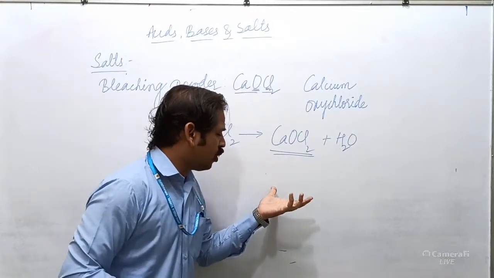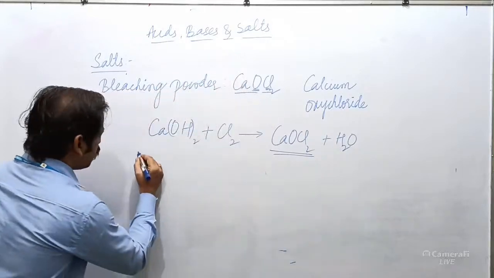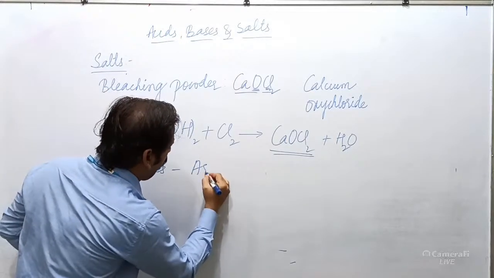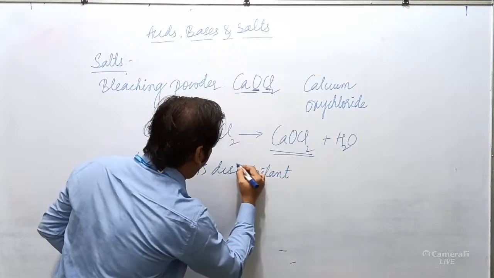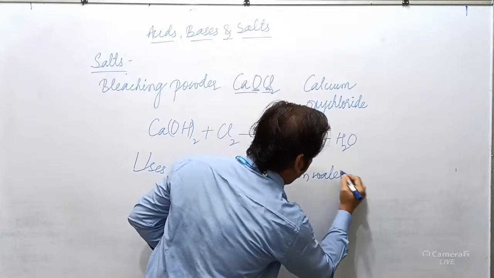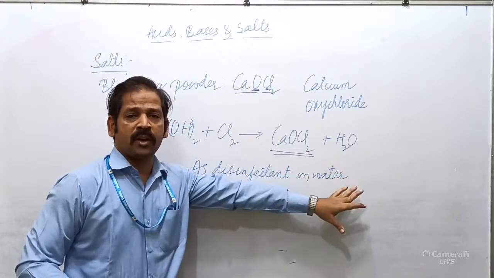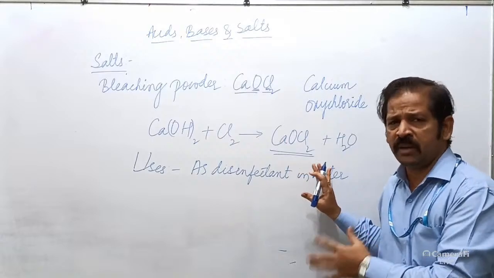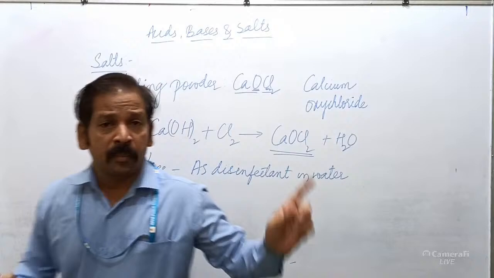The first use: it is used as a disinfectant in water, to clean the water. It will kill all the germs present in the water. To clean the water, they use this bleaching powder.